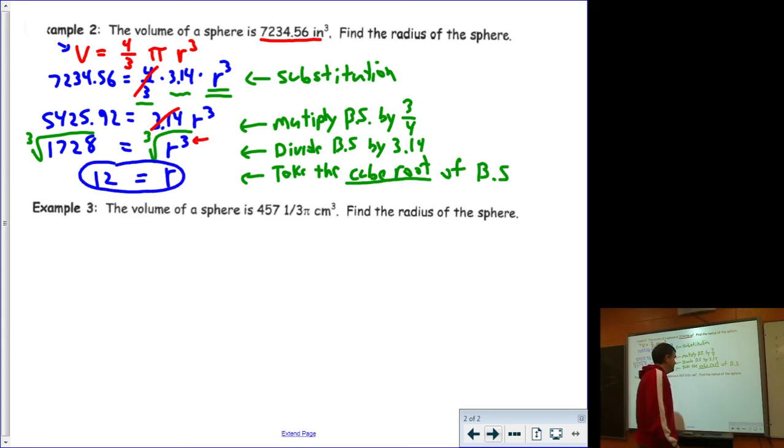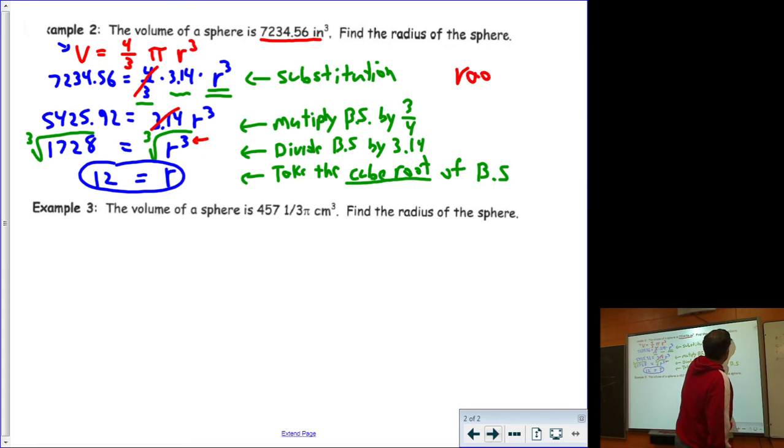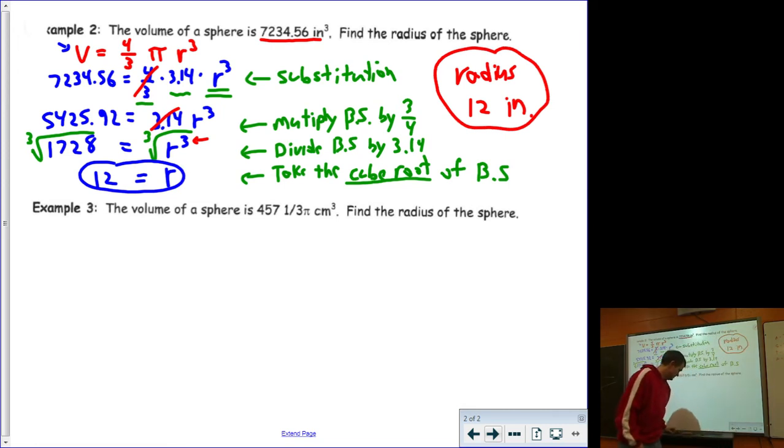So I have now found that the radius would be 12 inches. And I have successfully solved for r. All right, last example and we're done.